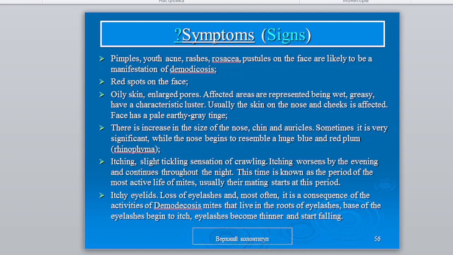Itching, slight tickling sensation of crawling. Itching worsens by the evening and continues throughout the night. This time is known as the period of the most active life of mites. Usually their mating starts at this period. Itchy eyelids. Loss of eyelashes is most often a consequence of the activities of demodicosis mites that live in the roots of eyelashes. Base of the eyelashes begin to itch, eyelashes become thinner and start falling.